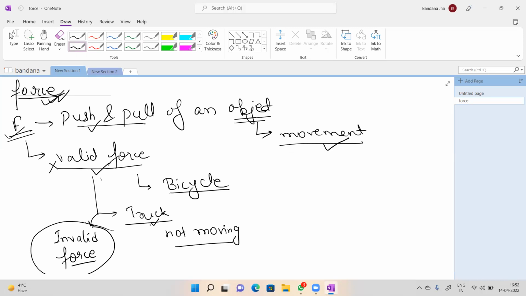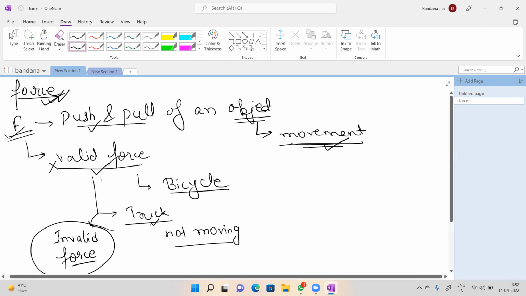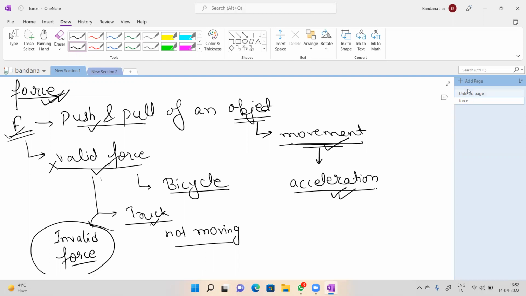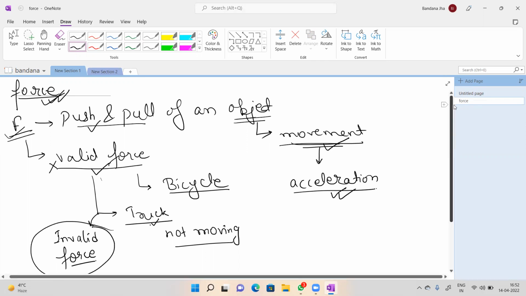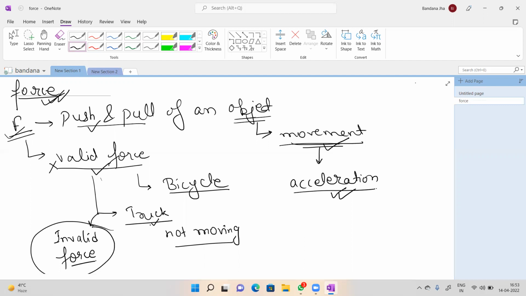Any doubt? No. So from this movement, what does it mean? A new term comes, that is known as acceleration. The body has to accelerate. Now, what do you mean by this word acceleration, beta? Tell me. Moving in a certain direction with a certain speed. Moving in some different direction. That is also correct.